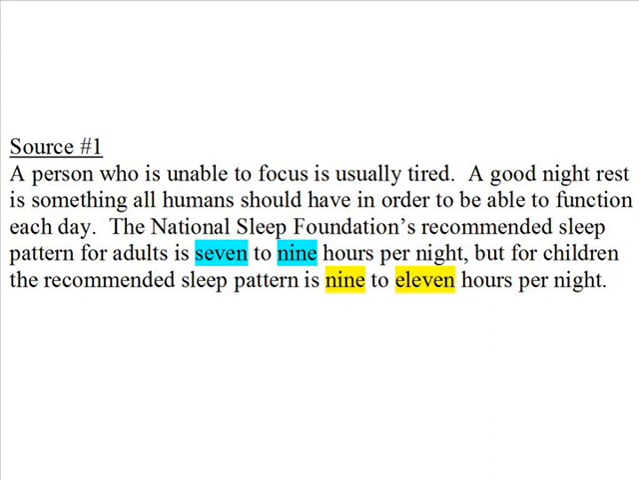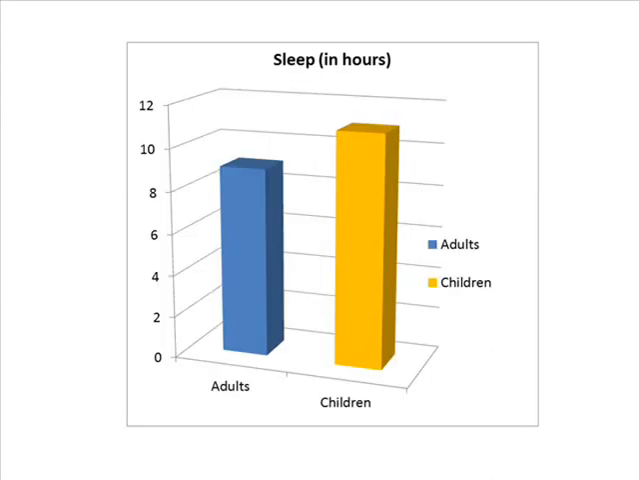for children. So, as a writer, what I would use is a graph, and I would represent both the adults and the children separately. 7 to 9 hours per night, 9 to 11 hours per night, as represented in the graph. The graph will show you and help you understand, pulling out the information that's specific for adults and the information that's specific for children.